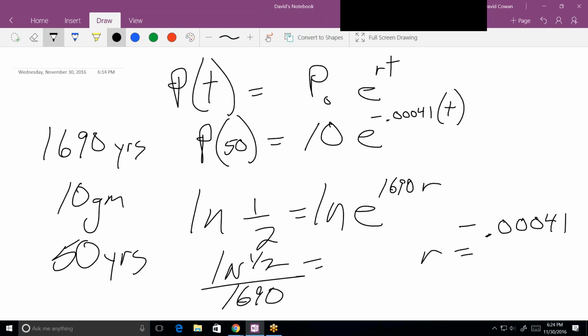No, it'll tell us how much of this material is left after 50 years. It's going to be a considerably good amount, right? Because it takes 1,690 years for it to lose half of its mass. So in 50 years, it's not going to lose a whole lot. My guess, it might lose a tenth, but let's figure it out.